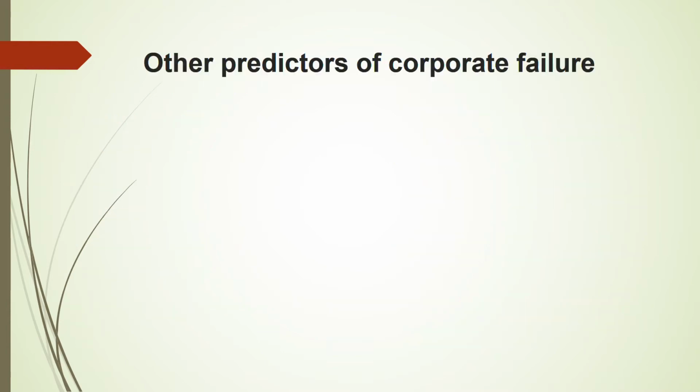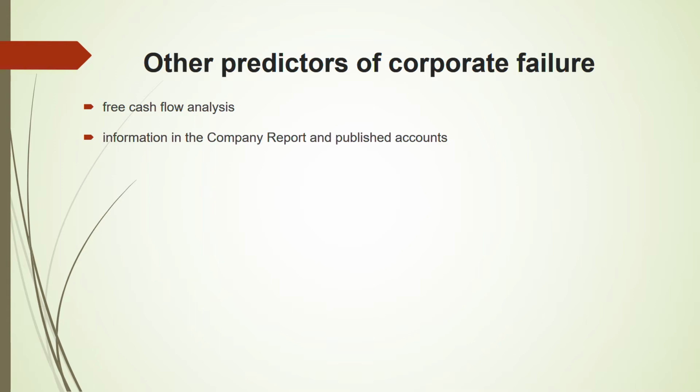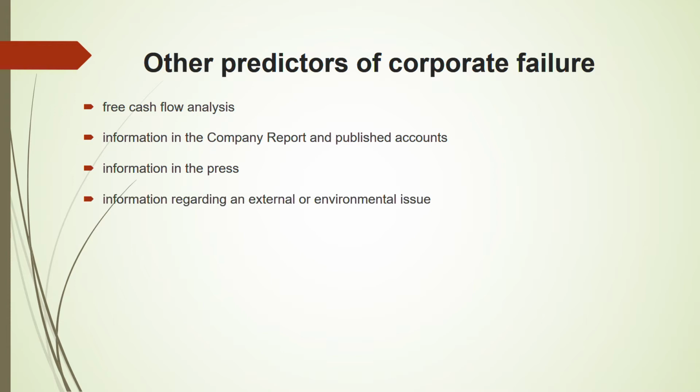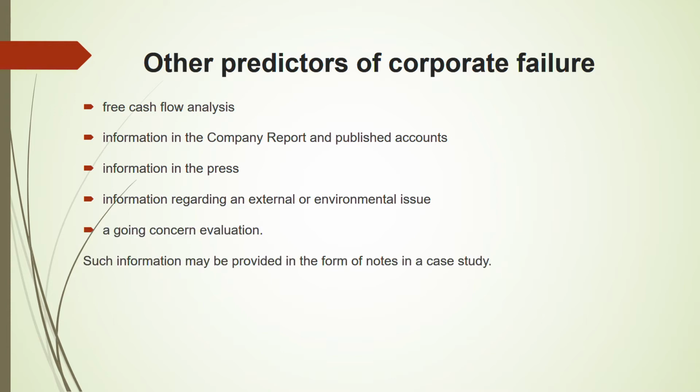Now, other predictors of corporate failure. There might be some other predictors which can help you to predict that there's going to be a corporate failure. Free cash flow analysis. You see the information in the company report, information in press, right? Information regarding an external or environmental issue, a going concern evaluation. And some information may be provided in a form of notes in a case study. So most of this information will be given to you in a case study, right? Whether there is any issue regarding going concern or anything published in the press, right?